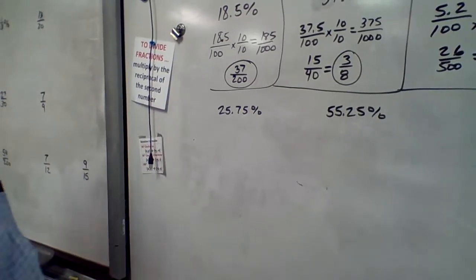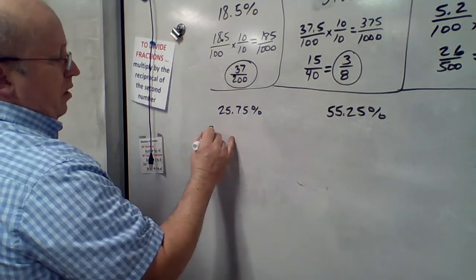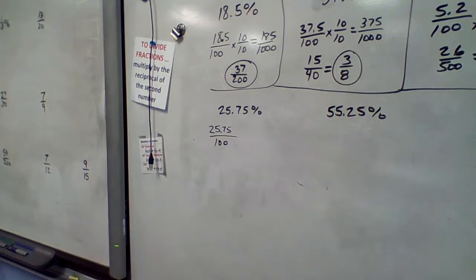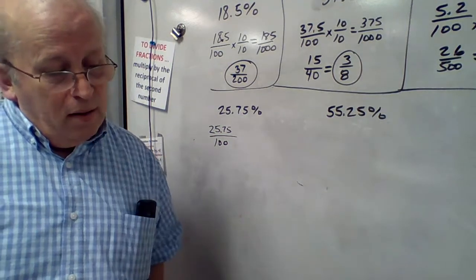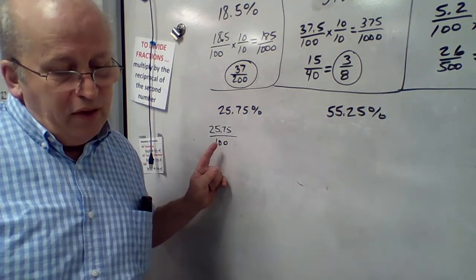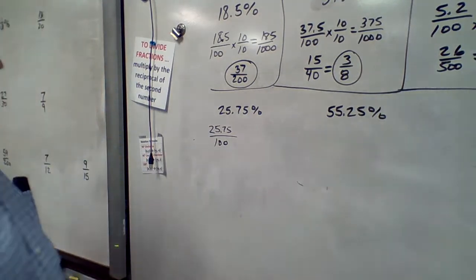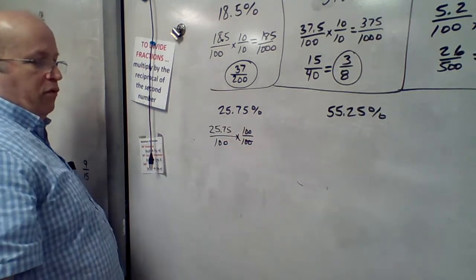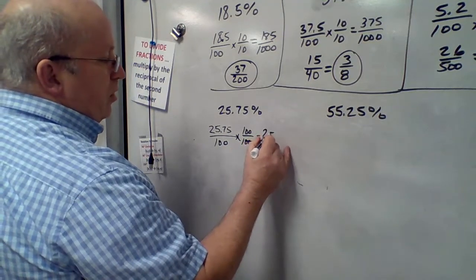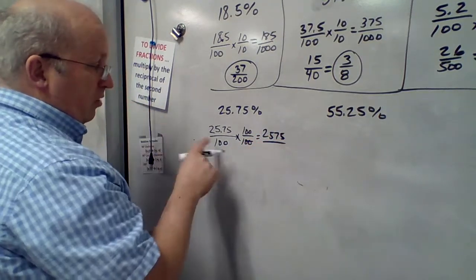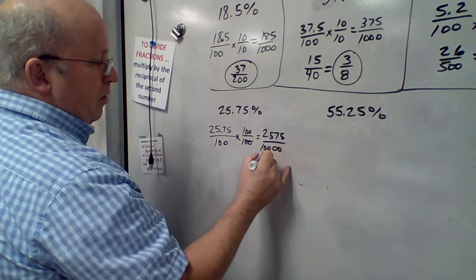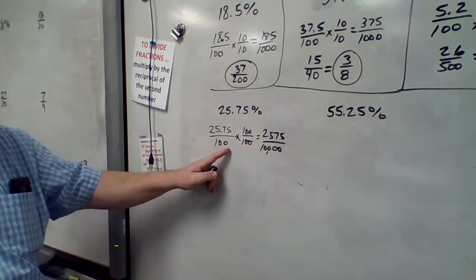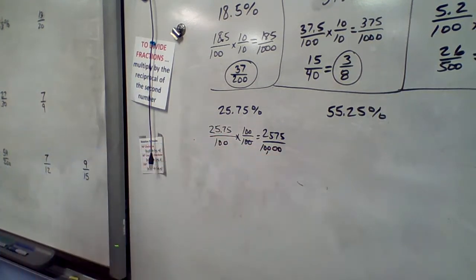Well, we've got two decimal places, 25.75%. Well, the starting is pretty much the same. We've got 25.75 over 100. But now you'll notice I've got to move that decimal point 2 places over to the right. So instead of multiplying by 10 over 10, we really have to multiply by 100 over 100. And that's going to give us 2,575 on the top, and it's going to give us 10,000 on the bottom. I have to move the decimal point 2 places over, so I do the same thing on the bottom. I move it 2 places over.